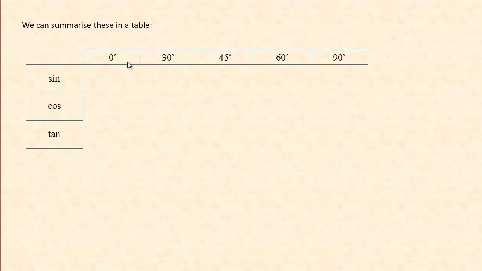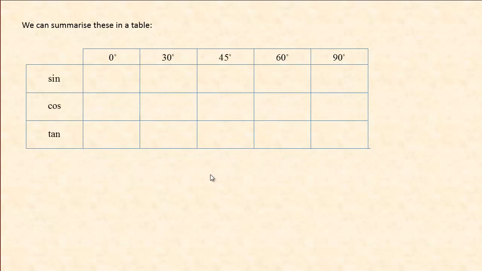We can summarize these in a table. So we've got 0, 30, 45, 60 and 90, sine, cos and tan. And the 30, 45 and 60 are what we found just earlier in this lesson. So the sine of 0 degrees is 0. The cosine of 0 degrees is 1. The tan of 0 degrees is 0.